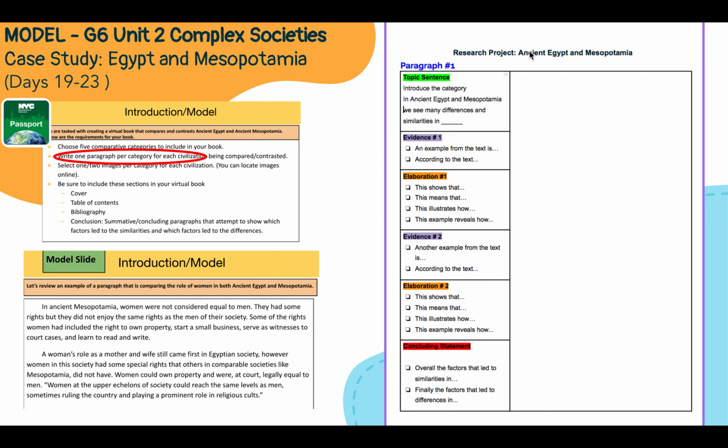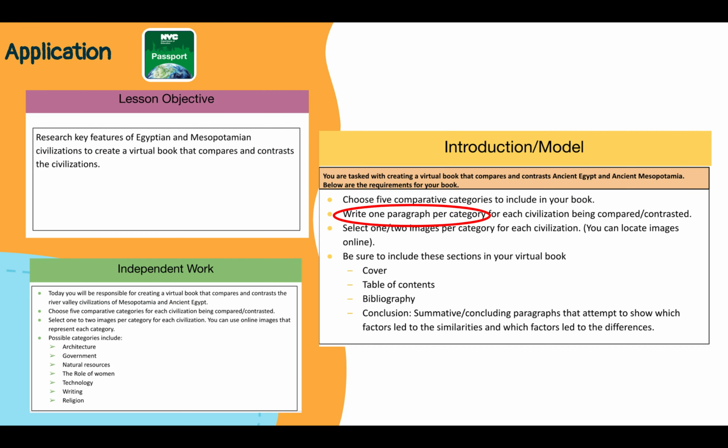Again, your organizer might look something like this, or it could look completely different. The main idea is to always remember that ToSEEC, topic sentence, evidence, elaboration, and concluding statement, will always stay the same. And now you're ready to begin your case study and compare and contrast Mesopotamia and ancient Egypt through the possible categories of architecture, government, natural resources, the role of women, technology, writing, and religion.